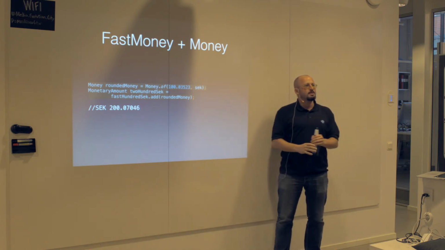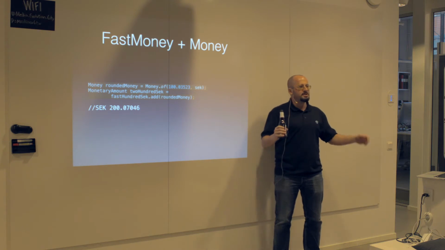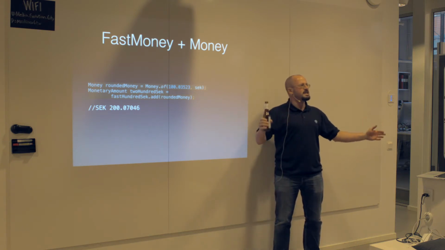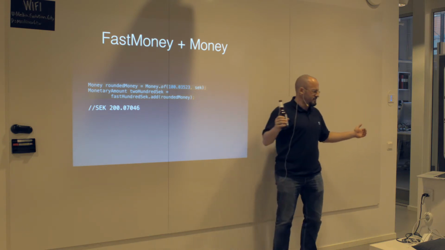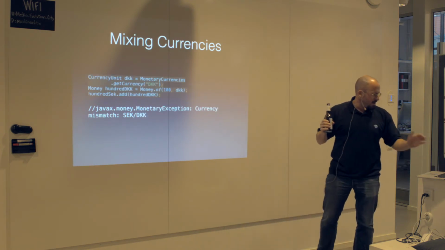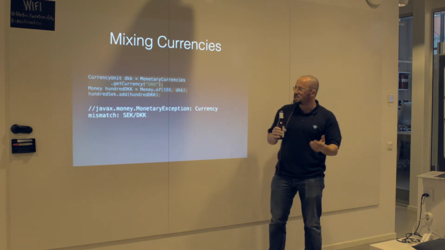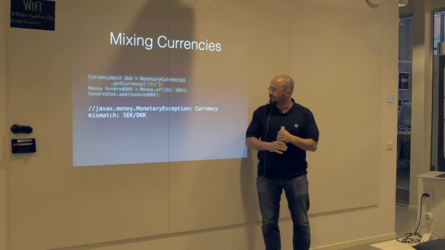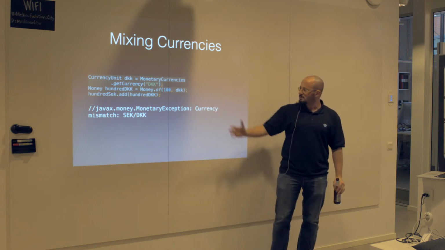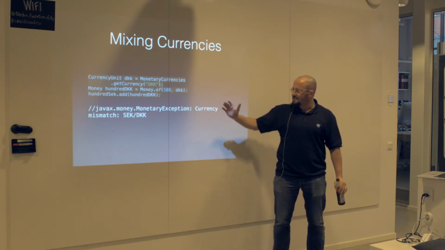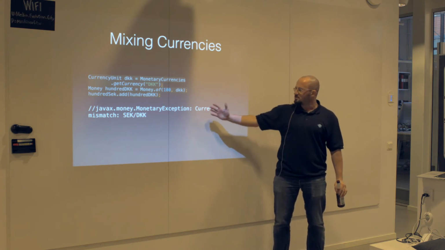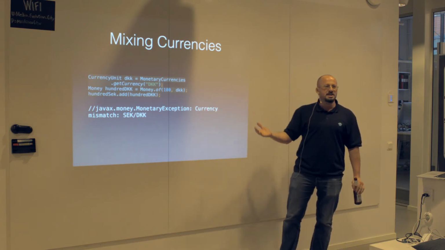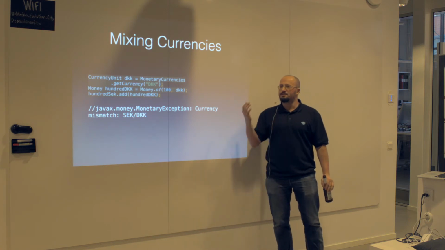Now, here in Skåne, we frequently have Danish money, and if we try to add 100 Swedish with 100 Danish, we would get something really strange. And the API, the implementation protects us from that, where we get a very nice exception here. That's exactly what the problem is. We cannot mix Swedish and Danish and expect something reasonable to happen.